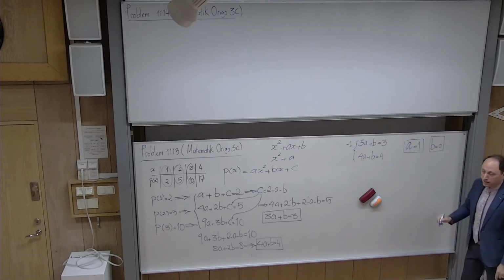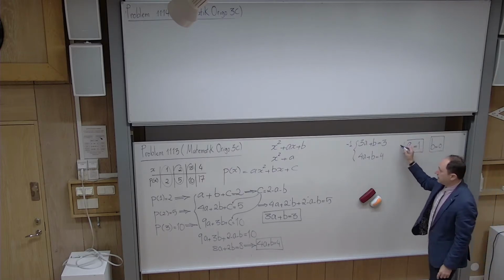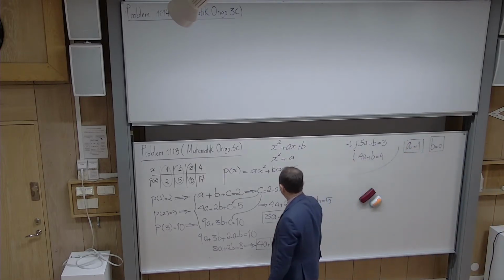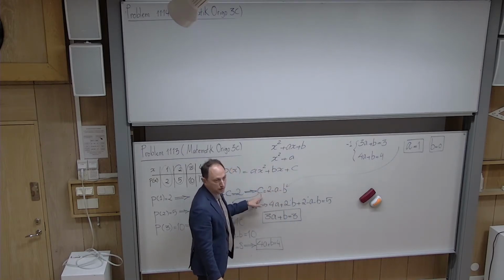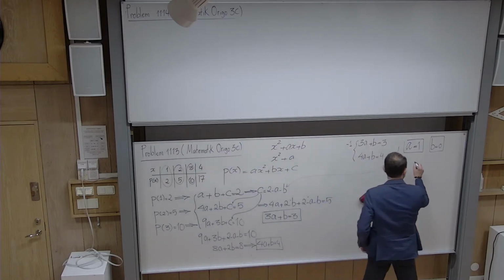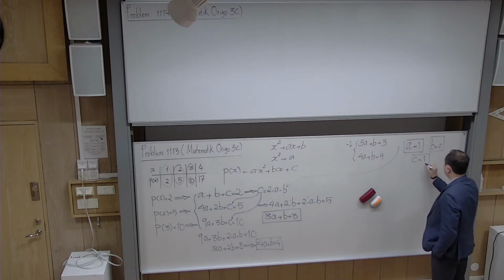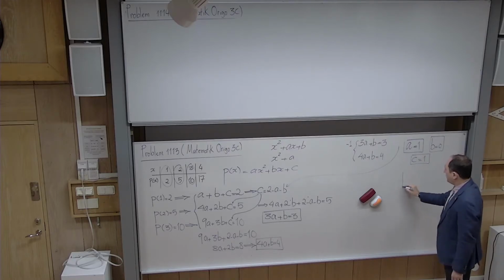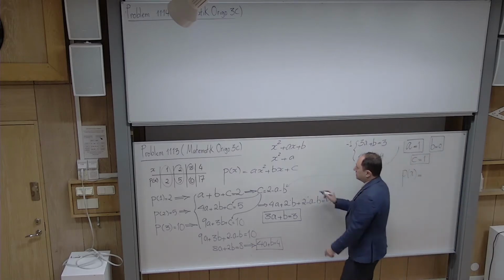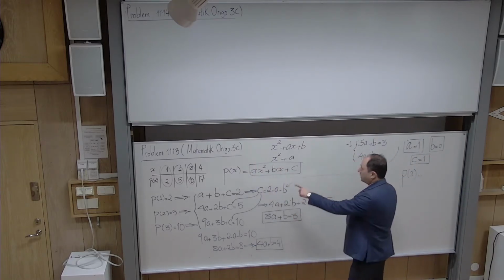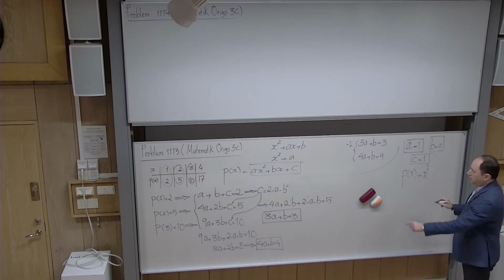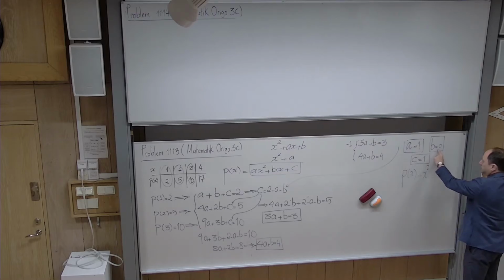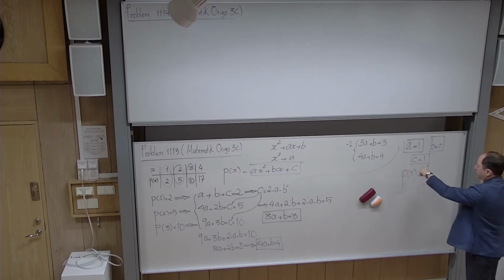Yes? And now that I know a and b, I take them with me and put them here. And I find c. 2 minus 1 minus 0 is 1. So this means that c is also 1. So this means that I was able to find my polynomial. My polynomial is this. But I know that a is 1, so it becomes x squared. I know b is 0, so it is gone. And I know c is 1.